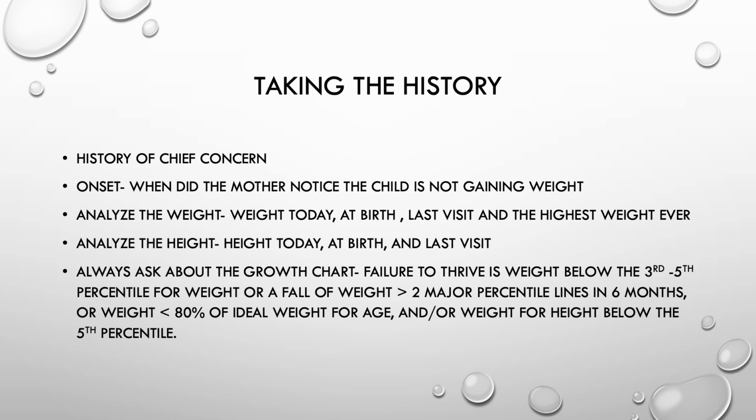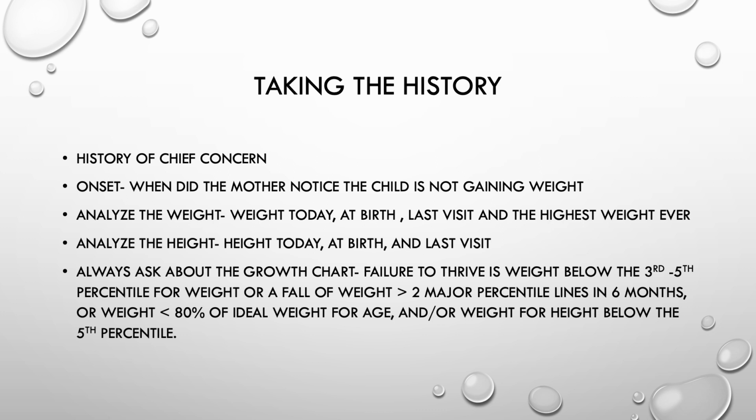Then you want to analyze the weight. The weight today, the weight at birth, the weight at last visit, and the highest weight the child has ever weighed. You also want to analyze the height today, at birth, and at last visit. And always ask about the growth chart whenever you have a history regarding weight or height, because this would give the examiner the idea that you know what you're talking about, and also because you can only diagnose failure to thrive by looking at the growth chart, basically.